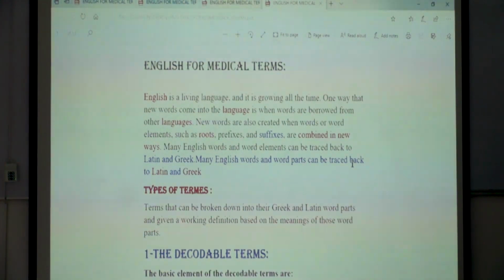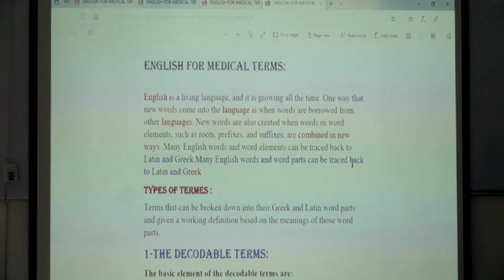The English language originated from many languages, both original and modified, like Latin, Greek, and French. Most of the European languages originated from Latin and Greek. When we are using medical terms, we classify them into many classifications.